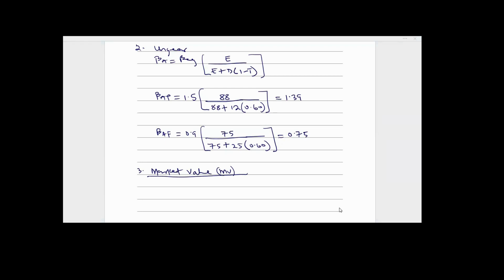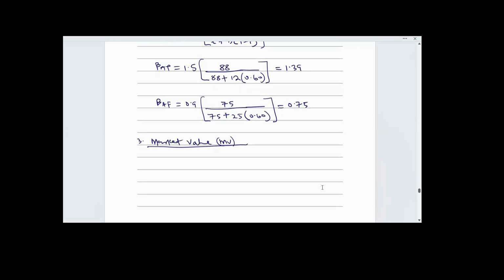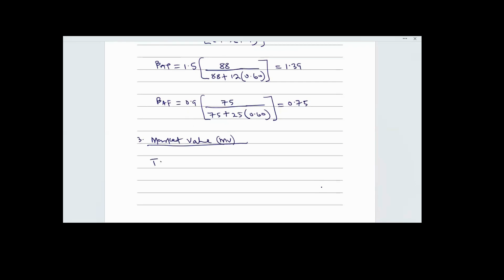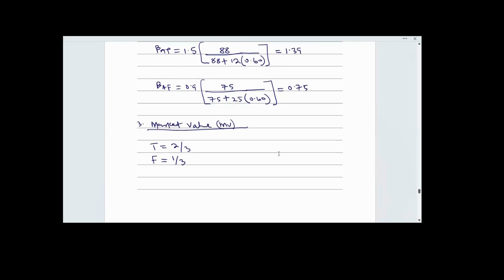From the first paragraph, the examiner told us that the training service accounts for 2/3 of the value of the company. If training service accounts for 2/3, it means financial service will account for 1/3. So the examiner has made life so easy for us by giving us the market value. So I will say training equals 2/3, financial service market value equals 1/3. The essence of calculating market value is to determine the weight which you are going to use to calculate your beta asset of the combined.